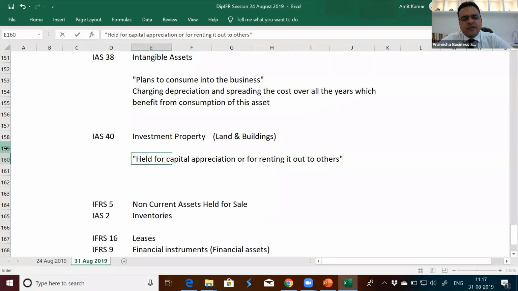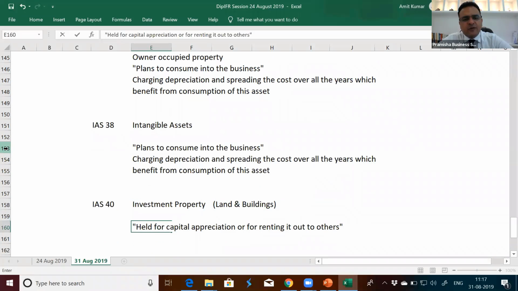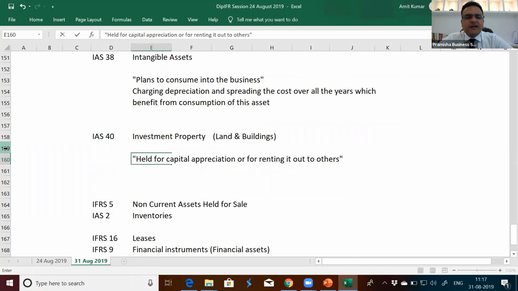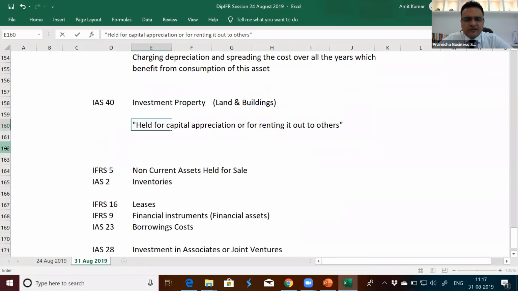In the absence of IS 40, where would we have shown it? We would have shown it as part of IS 16 property, plant and equipment. But by showing it under the investment property head, it gives a clear indication to the shareholders that these assets we are holding, we are not consuming them in the business. There are assets which are investments and which are going to give us rental income and also capital appreciation in future. So this is held for capital appreciation or for renting it out to others.